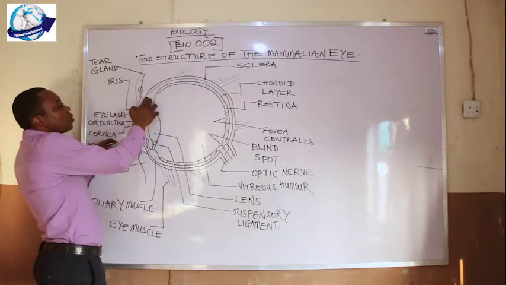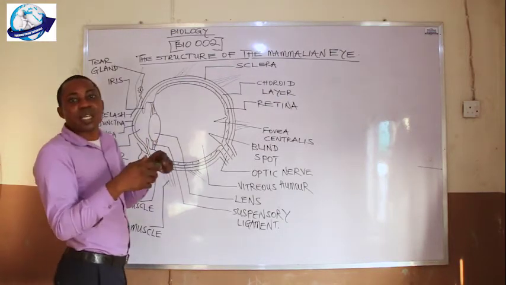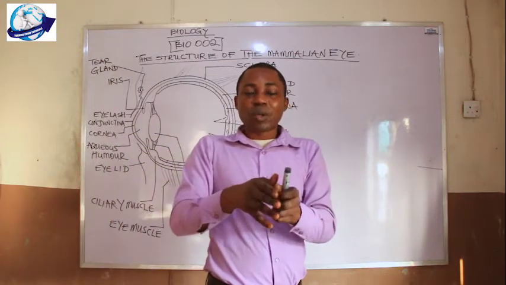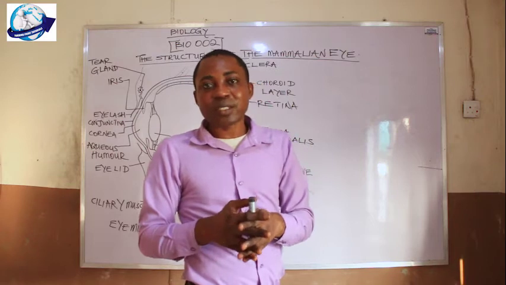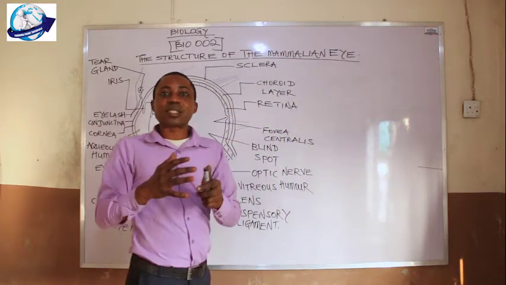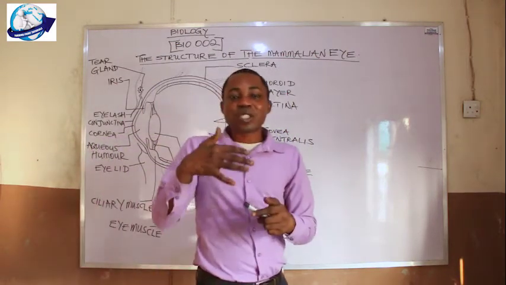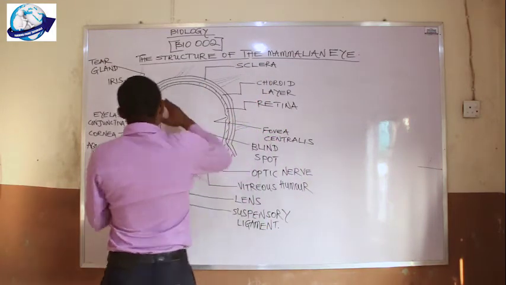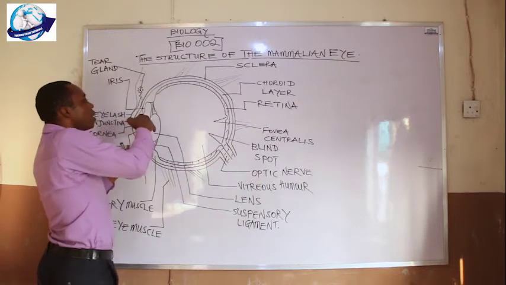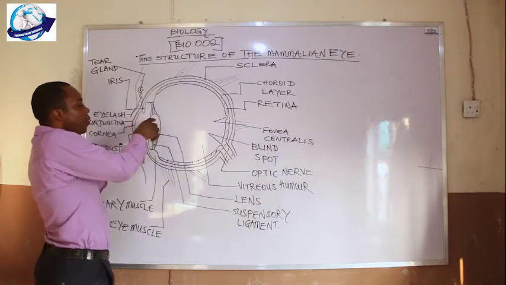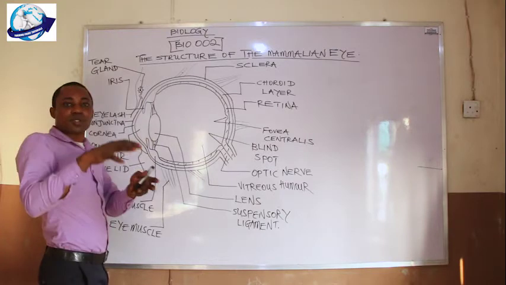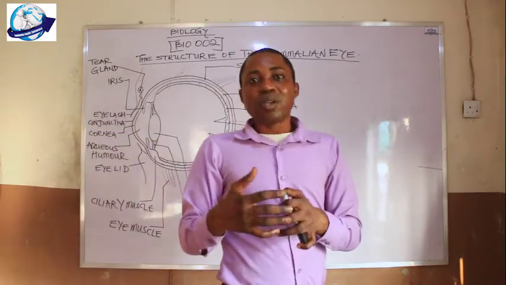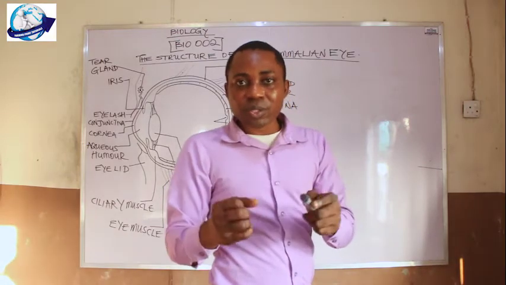When the ciliary muscle relaxes, the lens is stretched. The lens becomes long, thin and flattened, and in that case, it helps the eye to focus on what is very far away. But when the ciliary muscle contracts, the lens of the eye becomes short and round, and in that case, it makes the eye able to focus on those things that are very near.